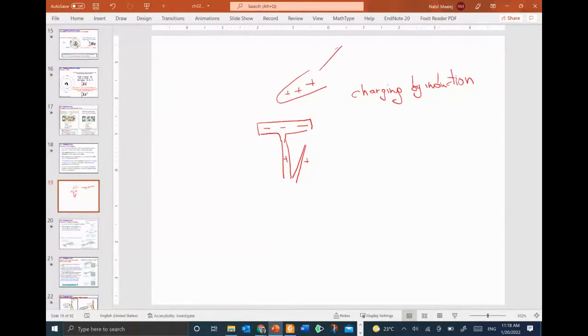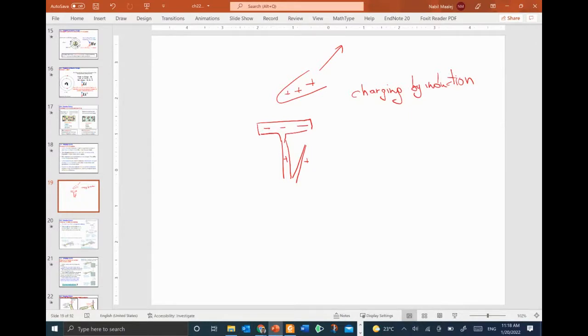Okay, as soon as we remove the perspex away, the negative charges go back, and the needles, we have neutral charge, and the needle goes back to its original position because there is no repulsion. Okay, so this is the first thing that he illustrated.